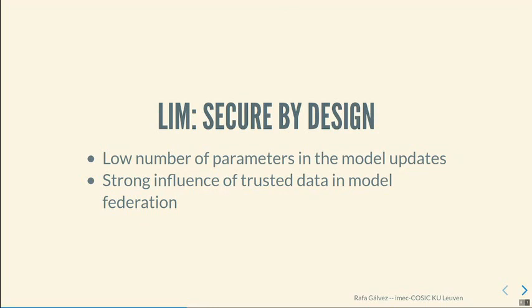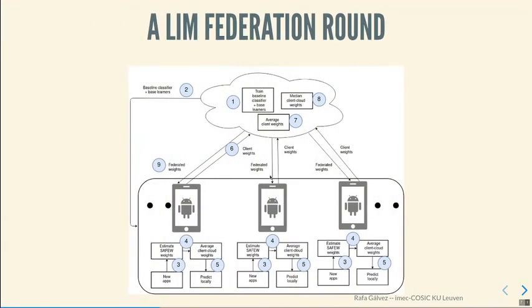Furthermore, there is a strong influence of trusted data in the model federation. By virtue of averaging the already averaged client weights with the cloud weights, we are giving a lot of importance to the weights that are computed using only the unlabeled data from the cloud, and we assume this cloud data is safe from the integrity adversary, because the cloud has no interest in poisoning its own model, and we assume the infrastructure is secure against external adversaries for the data.